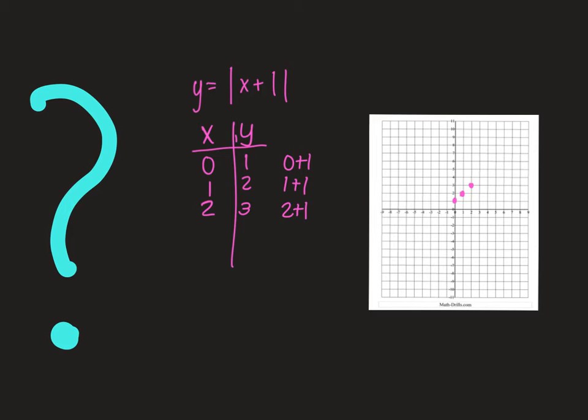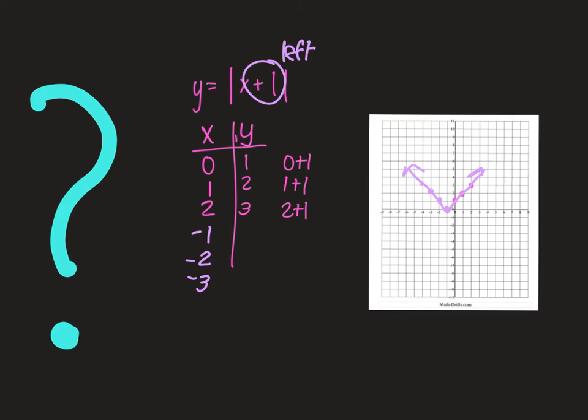Well, I hope you were thinking numbers like -1, -2, -3, because here's where those dots would be, and we start seeing the V. The V with a +1 shifts it to the left, one place. The vertex is one place left.